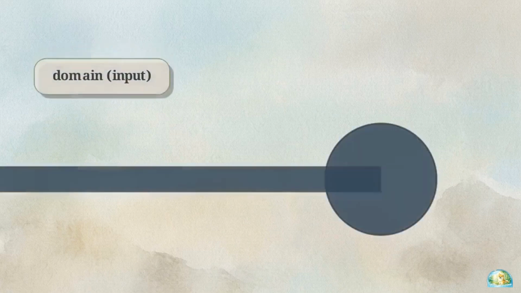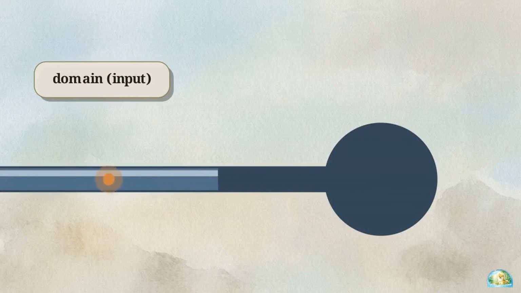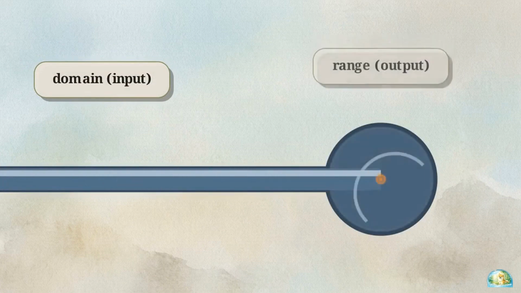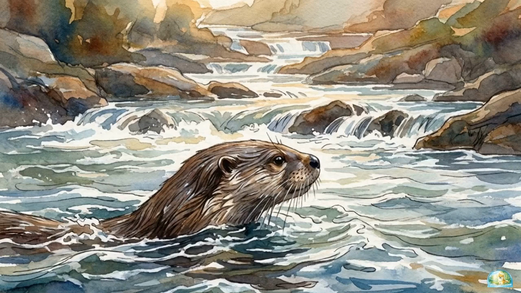In mathematics, a function operates the exact same way. A function is a rule that assigns to each element of the domain, the input, exactly one element of the range, the output. To successfully navigate the complex obstacles ahead, Sedge has to trust this single destination rule.